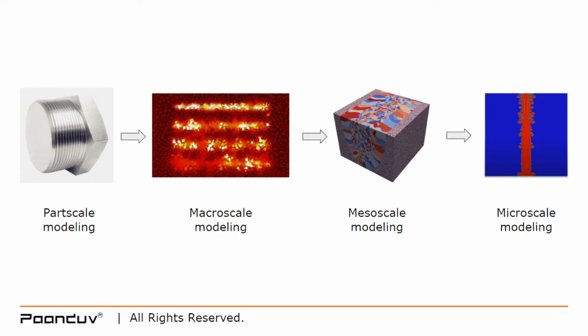As far as the flow of this webinar goes, we will be mainly focusing on 4 aspects of 3D printing, which are part scale modeling, macro scale modeling, mesoscale modeling, and microscale modeling. While we will be focusing a lot more on macro scale, mesoscale, and microscale modeling, we will only touch upon a little bit on part scale modeling, simply because we are still working on that aspect, and in one of our future webinars as well, we will try to capture more on the work that we have done on part scale modeling.